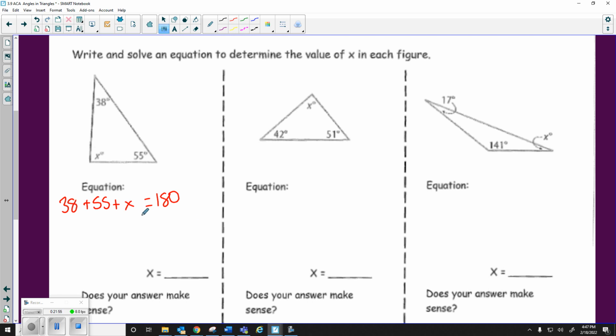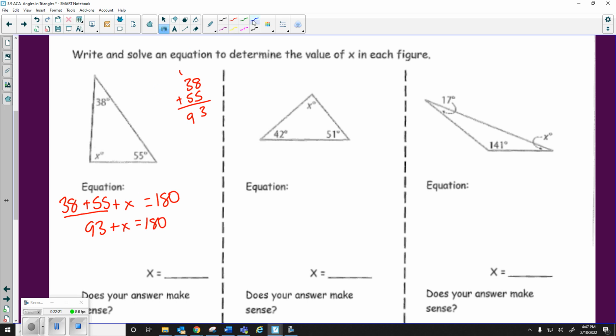Okay, now I'm going to solve for x. Because I want to make my life easier, and I need to get both of these guys, the 38 and the 55, off, I'm going to go ahead and add them first. 38 and 55. That way I only have to subtract once. I'm going to add those two together. 3, carry the 1, 93. So this is the same thing as 93 plus x is equal to 180.